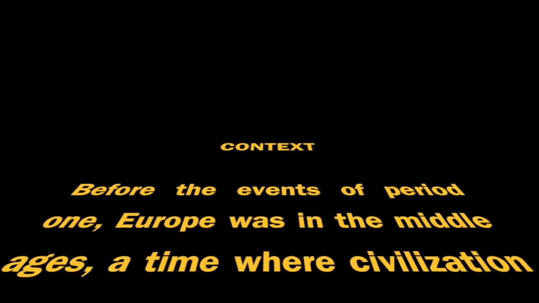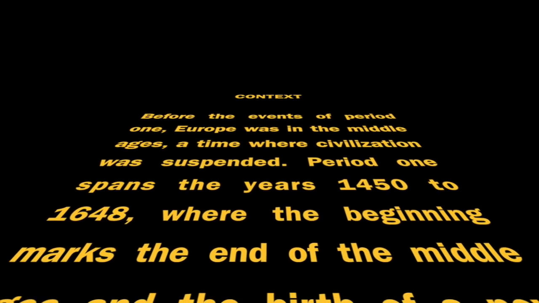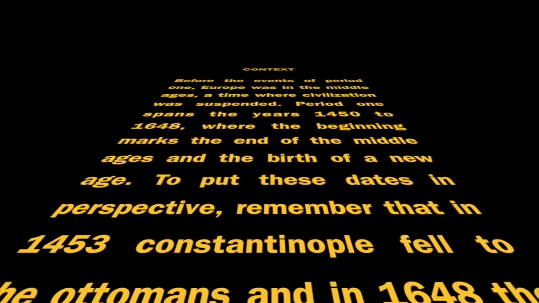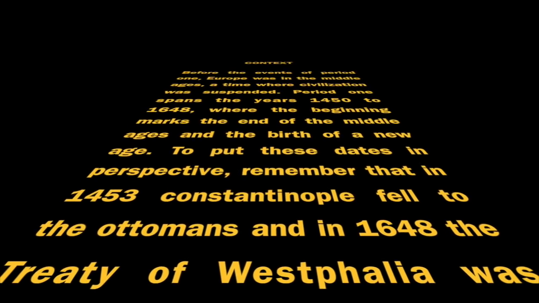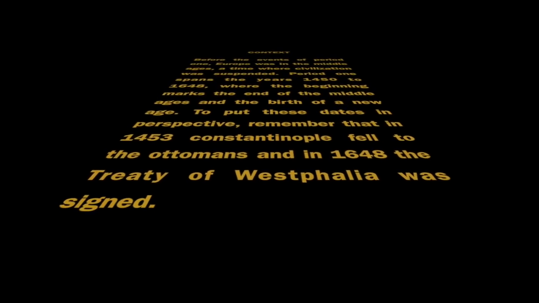Before the events of Period 1, Europe was in the Middle Ages, a time where civilization was suspended. Period 1 spans the years 1450 to 1648, where the beginning marks the end of the Middle Ages and the birth of a new age. To put these dates in perspective, remember that in 1453 Constantinople fell to the Ottomans, and in 1648 the Treaty of Westphalia was signed.